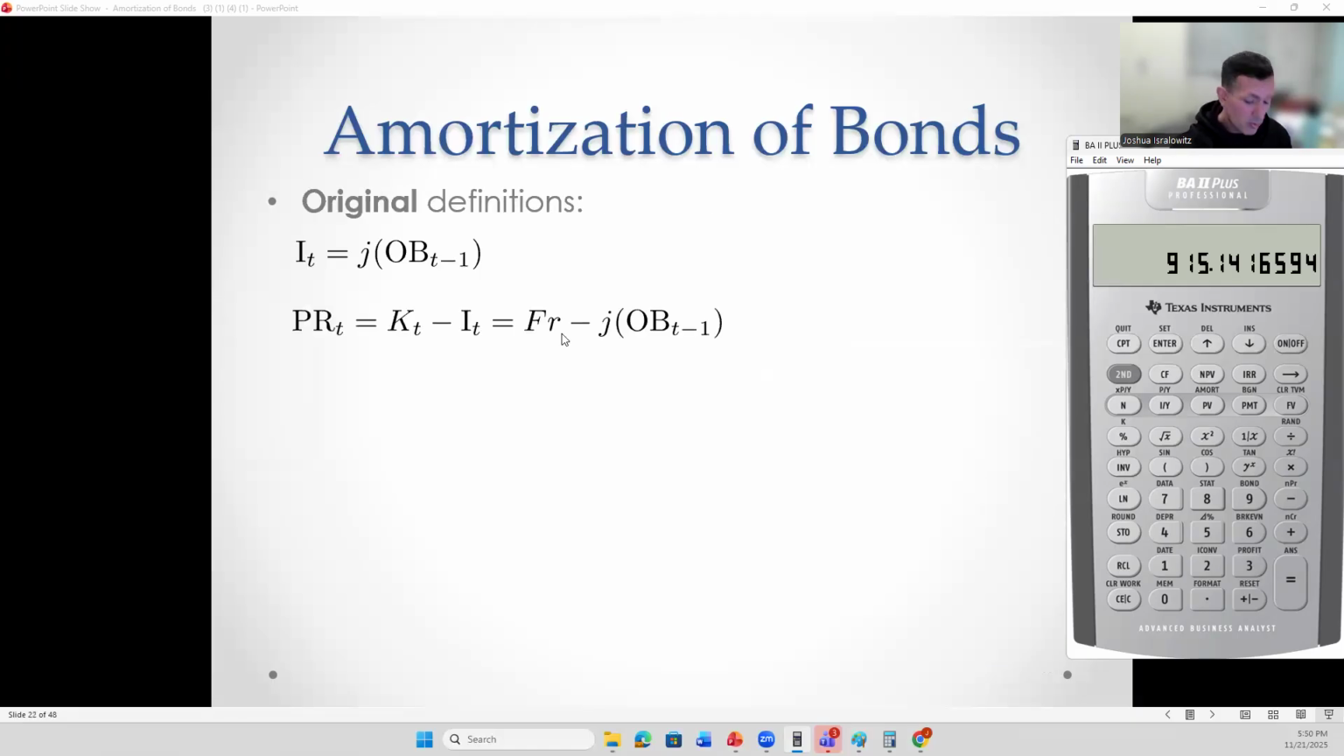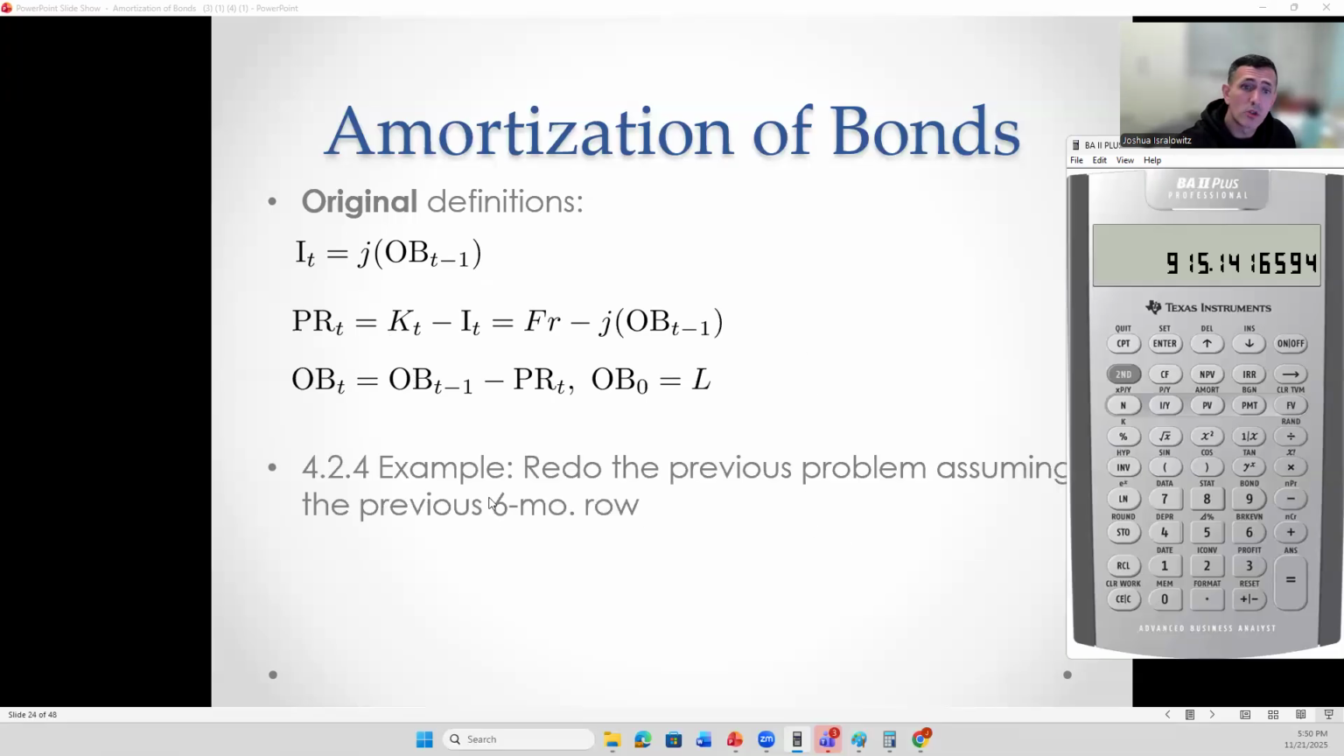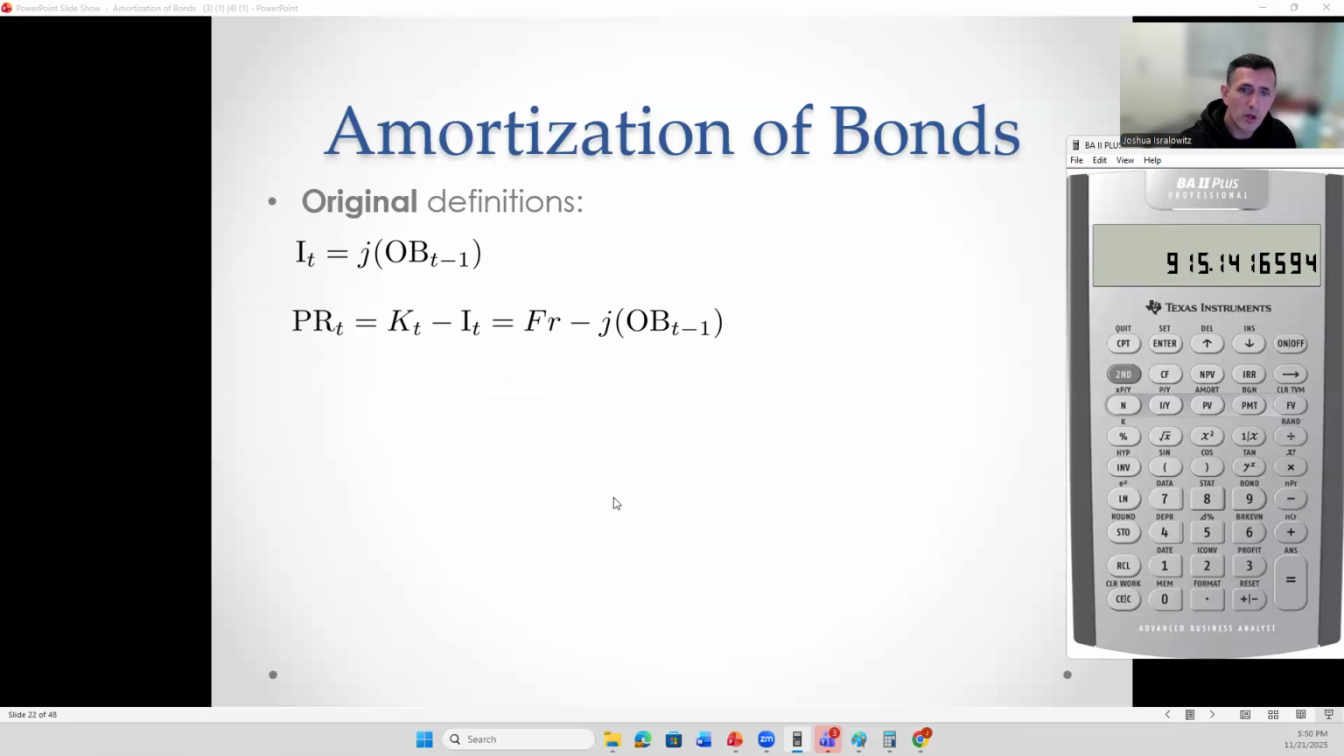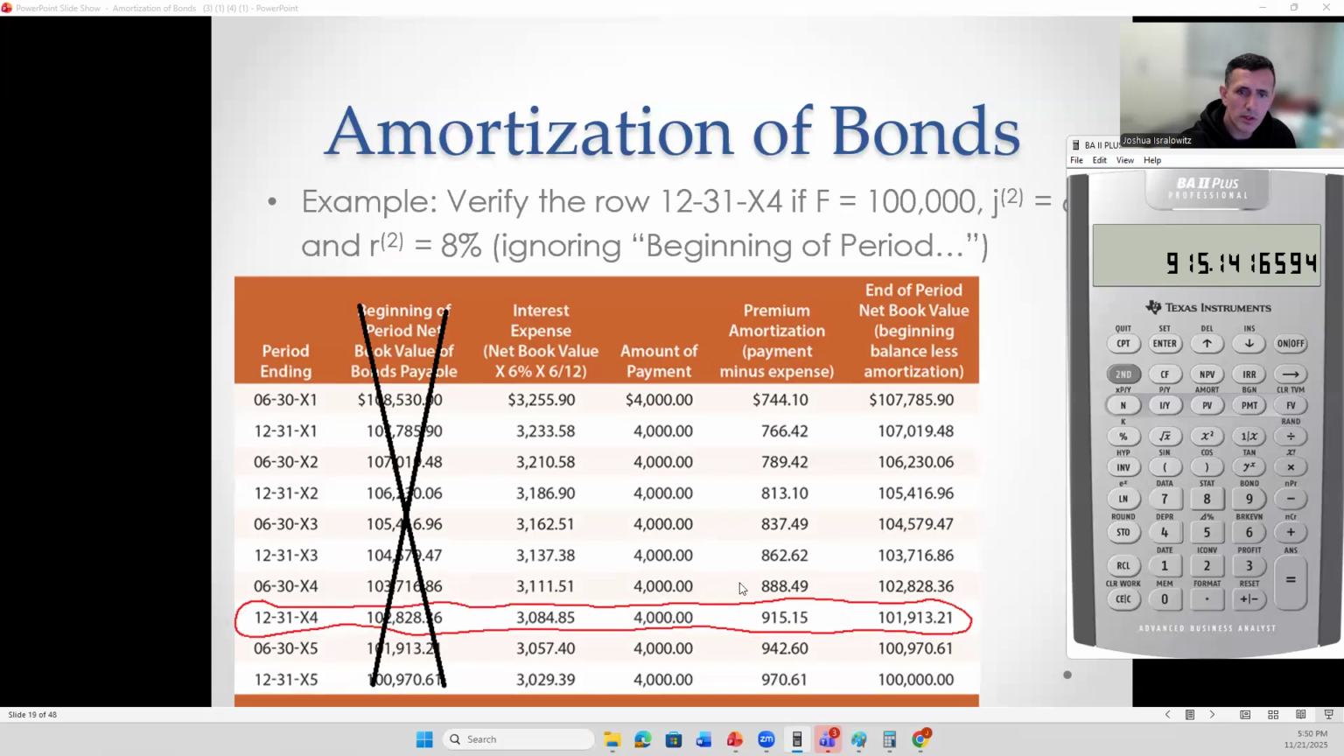All right, so remember our original definitions. The interest owed is just J times your prior outstanding balance. Principal paid is just payments minus the interest. The outstanding balance is your prior outstanding balance minus the principal repaid. So let's just do the previous problem, assuming the previous six months. So we want to get this row, assuming this row. Easy enough.